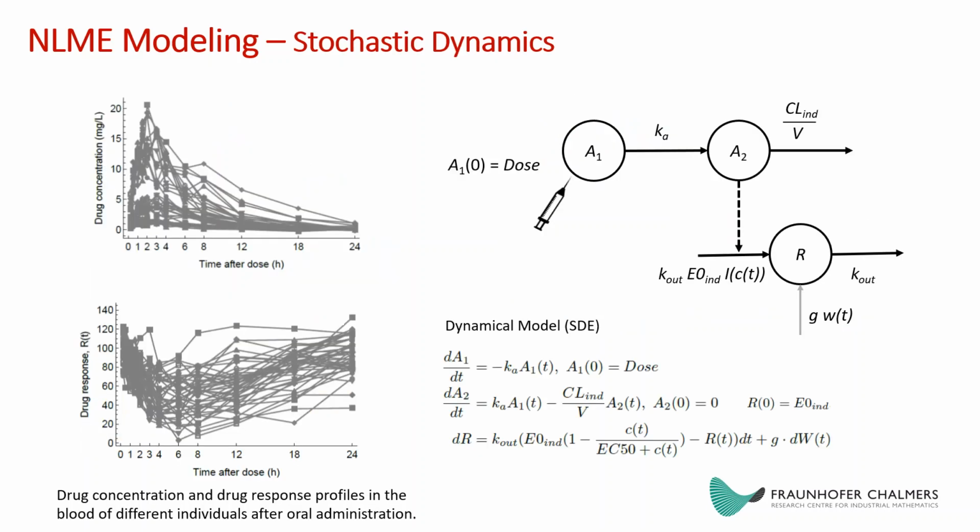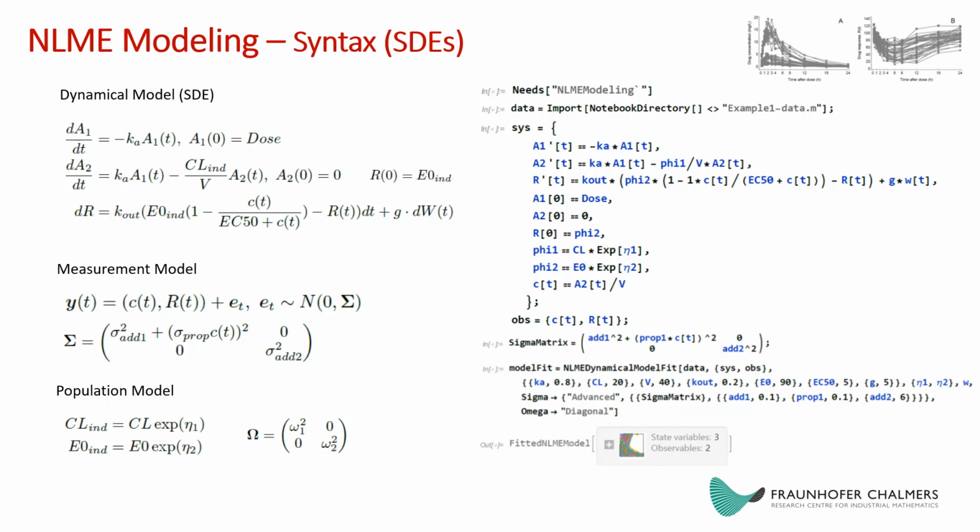Now, consider the case of stochastic dynamics, where we introduce system noise in terms of Gaussian white noise signals, effectively turning the ODEs into SDEs. To the left, the full dynamical system population model is shown, and to the right, its corresponding formulation using the NLMEModeling Mathematica application. Note the minor adjustments needed to specify the use of stochastic dynamics.